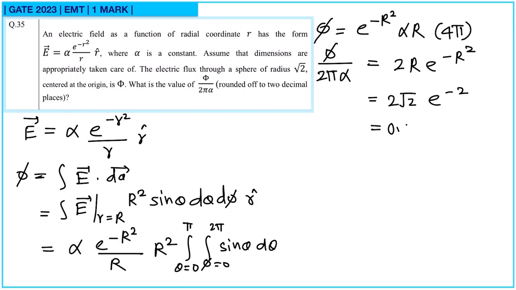And this comes out to be 0.3827. And rounding off to 2 decimal places, this is 0.38. So this is the answer. And the answer given in the answer key is 0.36 to 0.40.